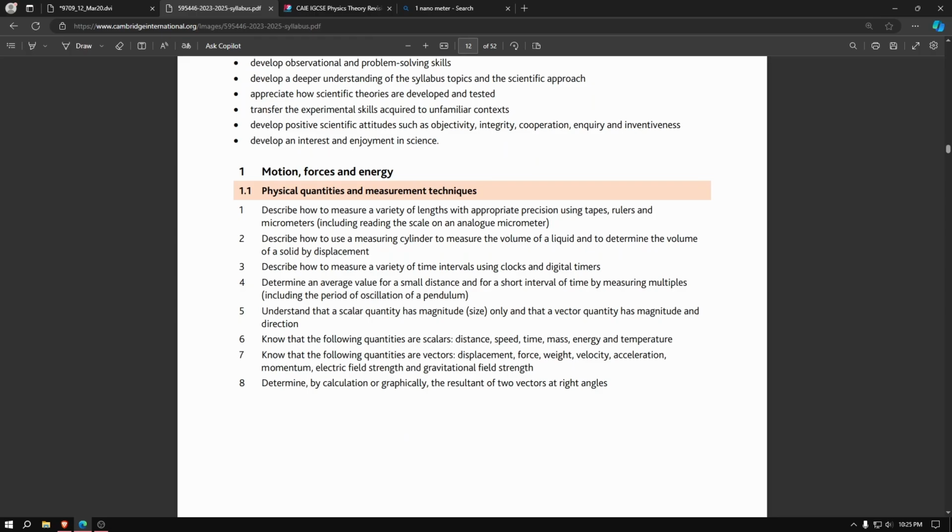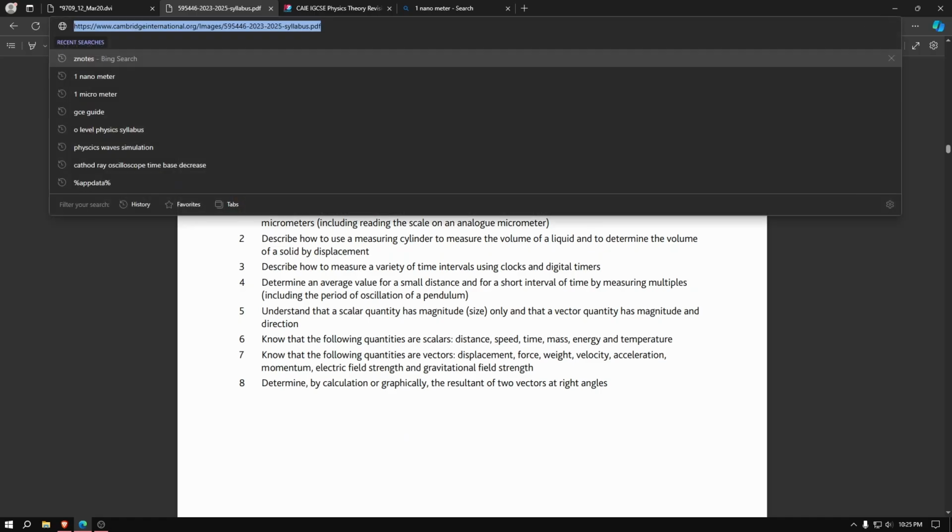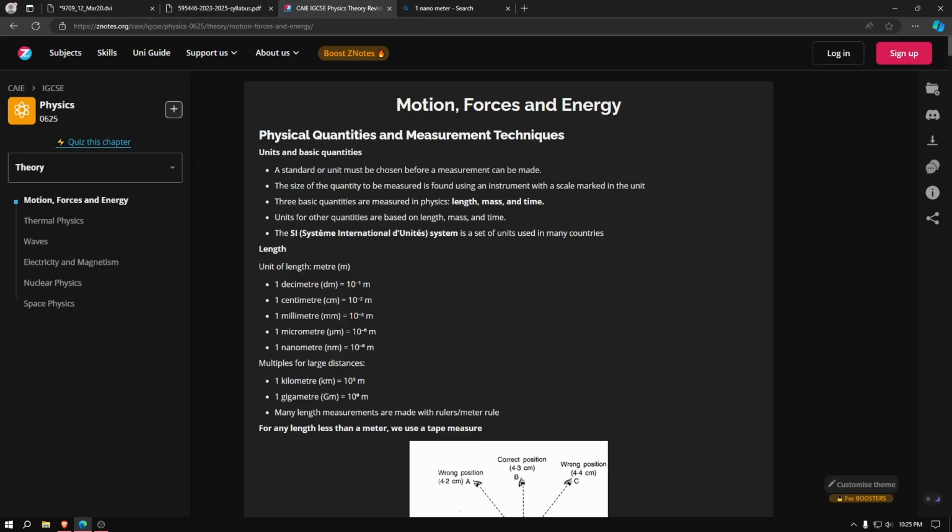Okay, so first of all, how to measure a variety of lengths. They have already said what you will be using: tapes, rulers, and micrometers. So let's get into the notes. In the notes, three basic quantities: length, mass, and time. First we'll be covering length.